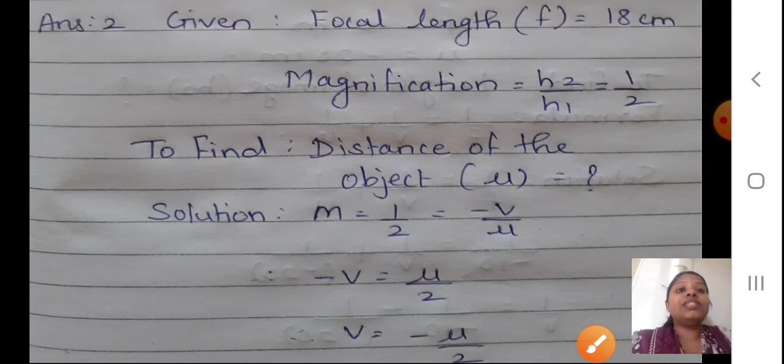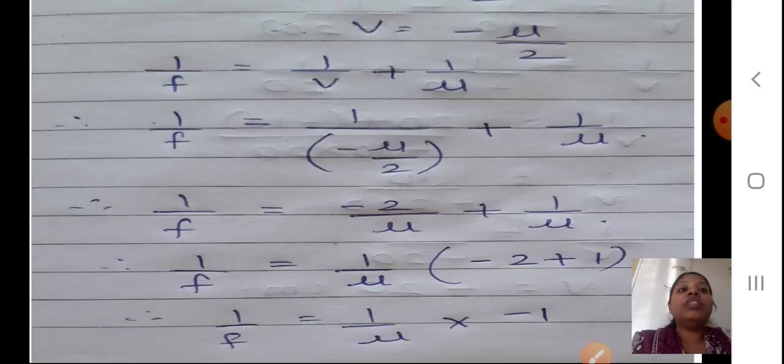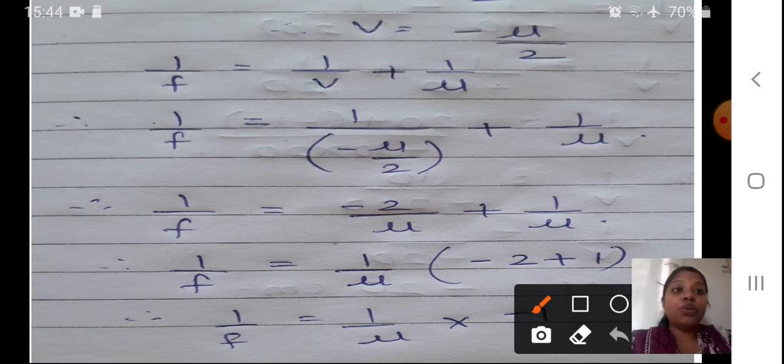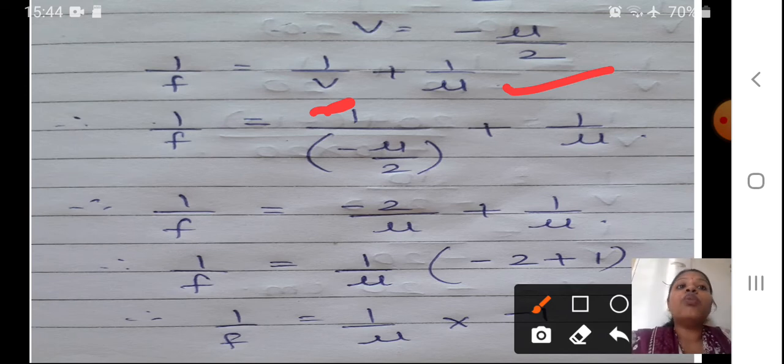I hope you are understanding and you will solve it on your own. Now therefore v is equal to minus u upon 2. This we have got as the value for v. But we are interested in u. So what formula are we going to use, students? 1 upon f is equal to 1 upon v plus 1 upon u. This formula we are going to use. Now you know this v value, yes, all of you know this v value. So what we are going to do: 1 upon f is equal to 1 upon minus u upon 2 plus 1 upon u. We have substituted the value here.